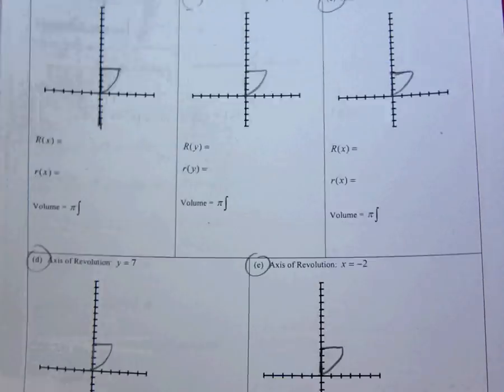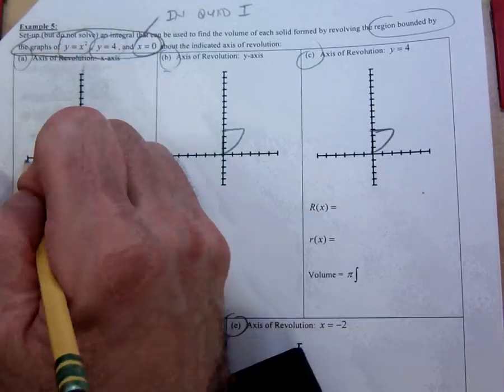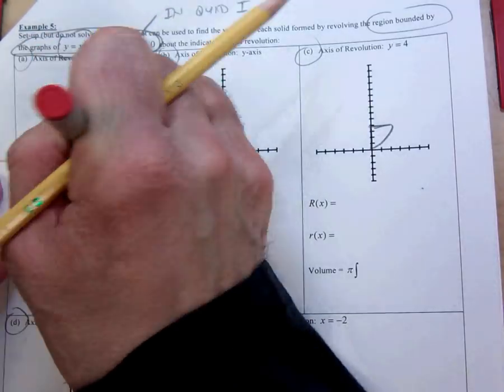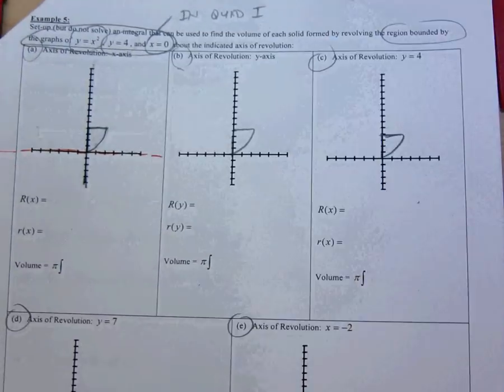Okay, in part A, what are we rotating it around? The x-axis, which is here, right? So there's the axis of revolution right there. Okay, so what are you going to do next after that? Draw your representative rectangle where?